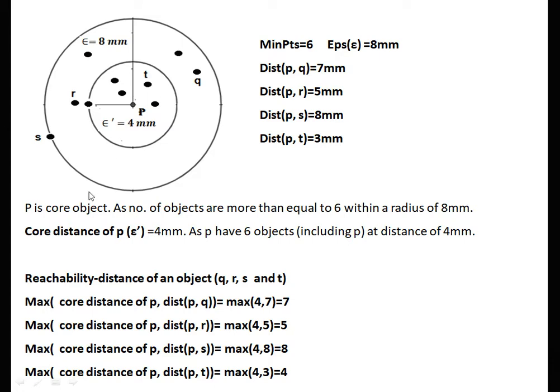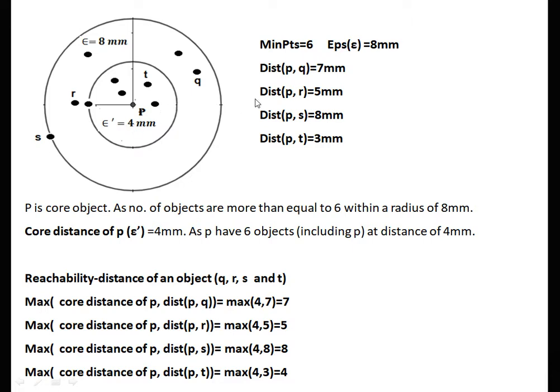Now what is meant by epsilon dash? P is a core object as the number of objects is more than or equal to 6 within a radius of 8 mm. Now how to calculate this core distance, that is epsilon dash? To make P a core object we need 6 points, and if these 6 points are satisfied at a distance of 4 mm, therefore the core distance of P is 4 mm. Even though the distance epsilon is 8 mm, P is satisfied as a core object at a distance of 4 mm, therefore the core distance of P, that is epsilon dash, is 4 mm.